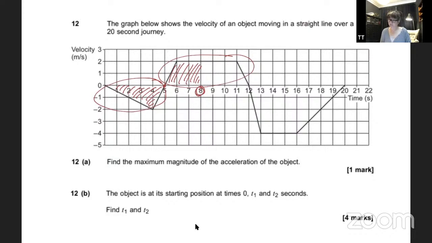Now it goes right. Off it goes, off to the right, miles and miles away, stops, turns round and starts going left again. And at some point, those two areas will be the same. So the distance it went right equals the distance it went left, and that's when it's back at its starting position. And then it continues on its journey to the left.